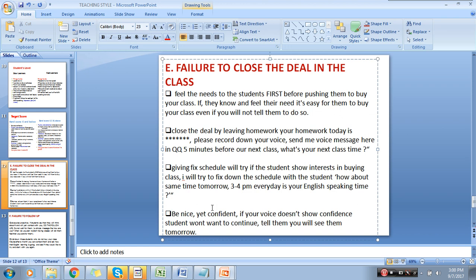For example, I will try to fix down the schedule with the students. So by saying, how about we will be having a 3 to 4 p.m. class every day. So that is one way as well for you to close the deal. And always be nice yet confident. If your voice doesn't show confidence, the student won't want to continue. Tell them you will see them tomorrow.